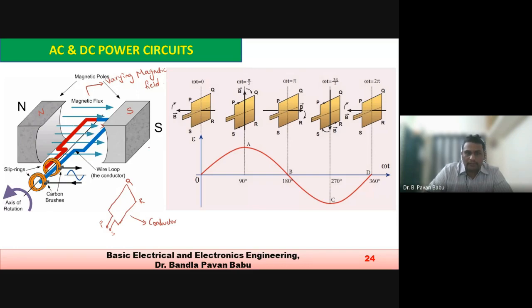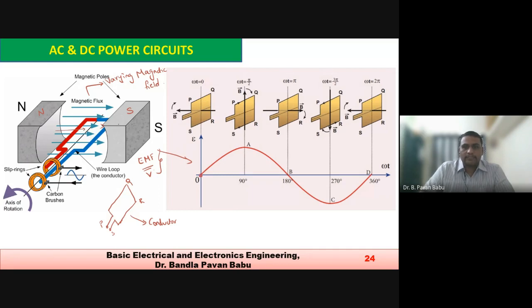EMF is nothing but the voltage. Forget for now how much magnitude of voltage is developed; I'm not discussing that right now. At the time of Faraday's laws of electromagnetic induction, I can explain it in detail. But as of now, we need to understand why the sinusoidal waveform is developed. Because of this rotation, what happens? It is in phase with the magnetic field, so the voltage is 0.